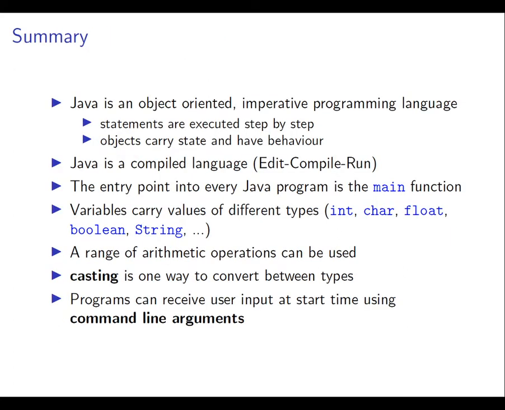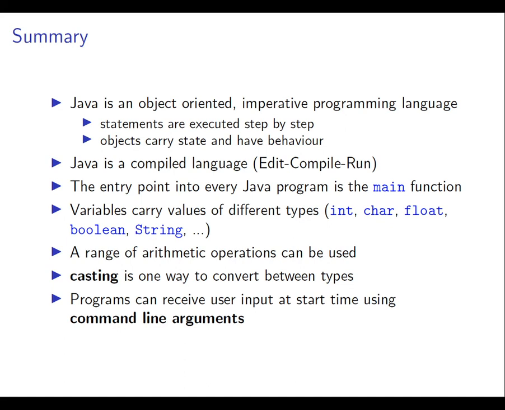So in summary for today, what we've seen: Java is an object-oriented imperative programming language. That means that statements are executed step by step. Programs comprise statements which are executed step by step. Objects carry state and have behavior, and they have an identity. I haven't put that in the summary here. It's a compiled language, which means that you have an edit, compile, run sequence, although sometimes if you use an integrated development environment, that might be somewhat obscured by the fact that the IDE might silently do the compilation for you.